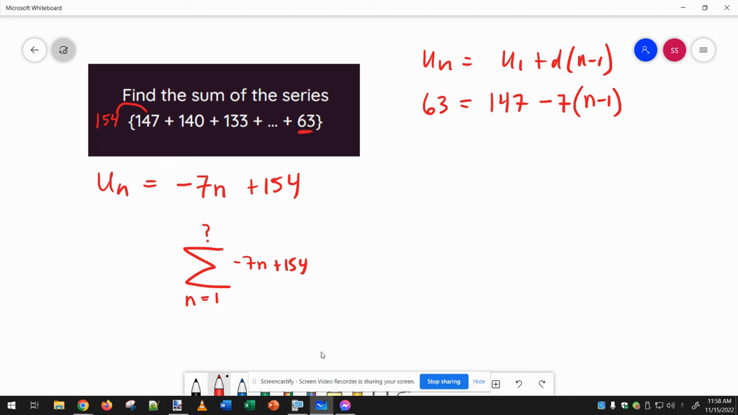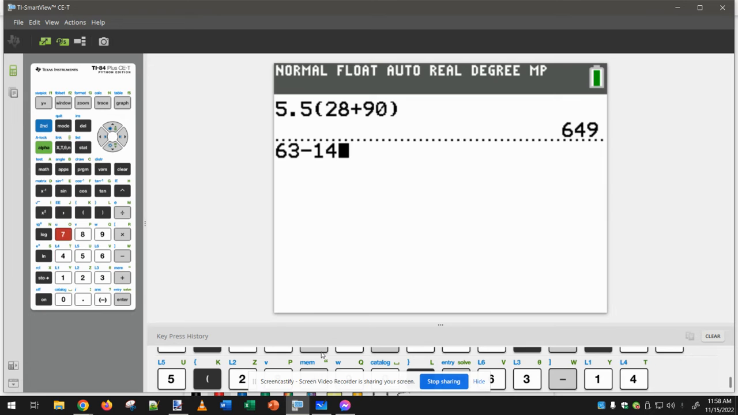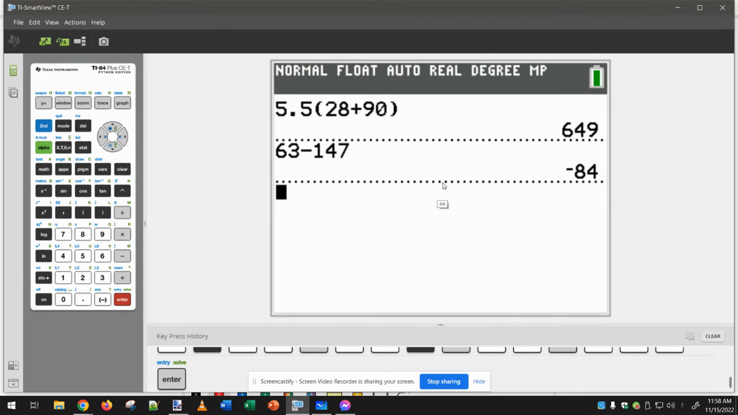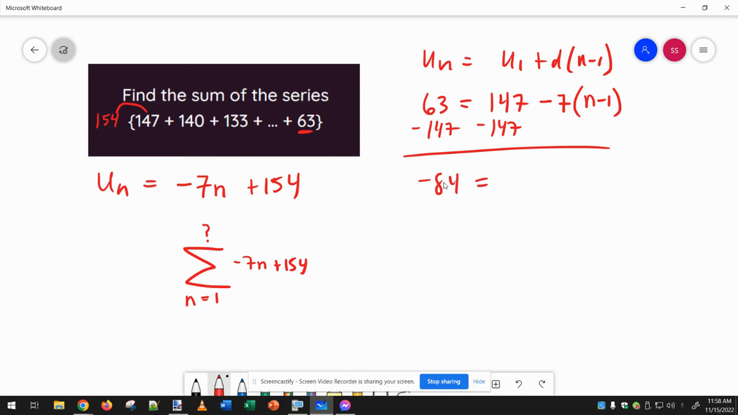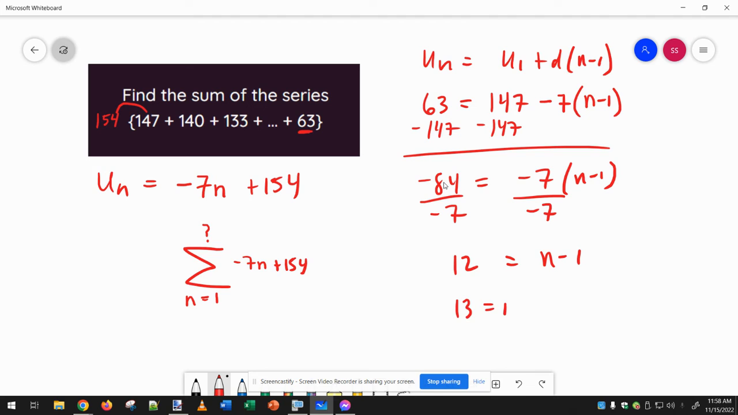Okay, so then I can subtract 147 from both sides. So 63 minus 147 is -84. Okay, and then I'm going to divide by -7, which I think is 12. Let me just double check, 84 divided by 7. And then add 1, and I figure out that this question mark now is going to be 13.